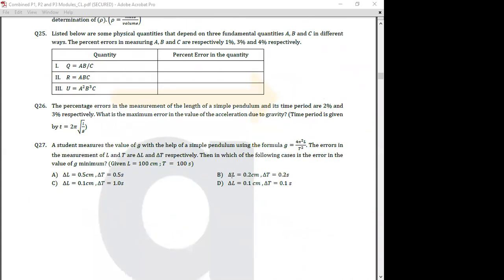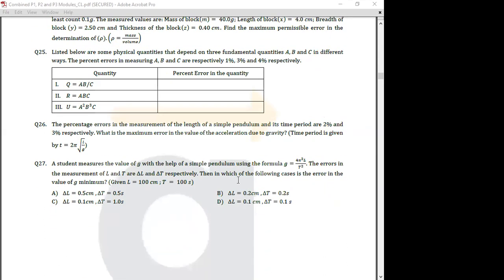Okay. Now questions 25 to 27. 3 questions. Okay, very good. So 27. A student measures the value of G with the help of a simple pendulum, right? So this is the formula. So tell me, what is delta G by G? Everyone, first step, what is delta G by G? Okay, Sampada, first this, what is delta G by G?